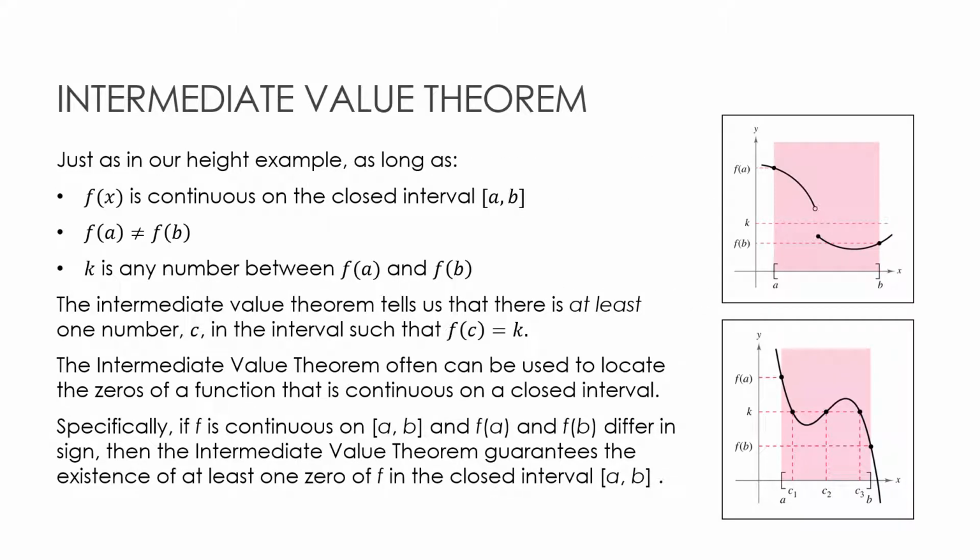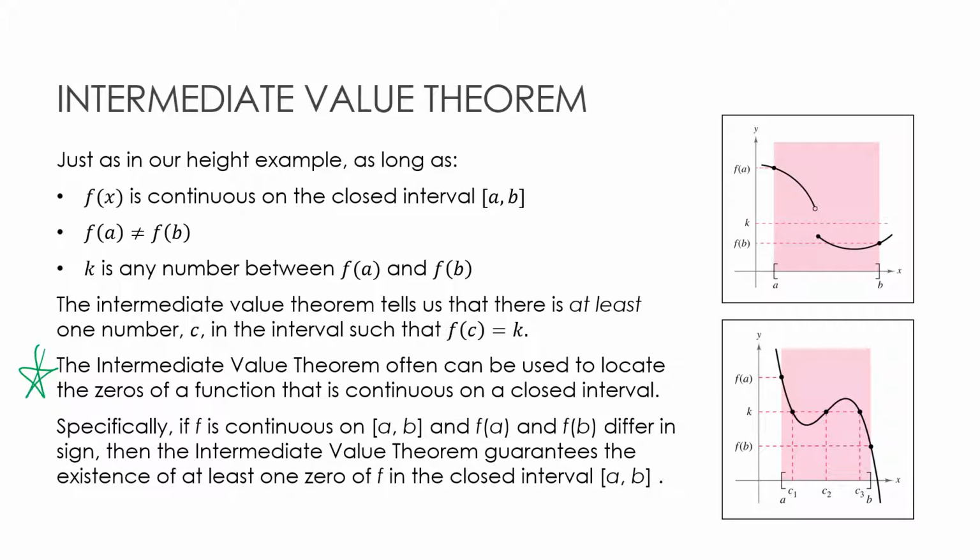So again, what the intermediate value theorem is telling us is, as long as f of x is continuous on the closed interval and f of a does not equal f of b, and k is some number between f of a and f of b, then there's some number c that will give you that value of k. If we do f of c, we're going to get k. Now, what is the point? Why is the intermediate value theorem ever going to be helpful to us? Well, because it can help us to locate zeros in functions that are continuous on a closed interval.